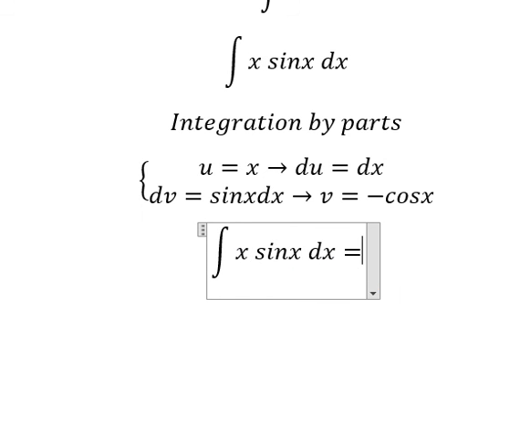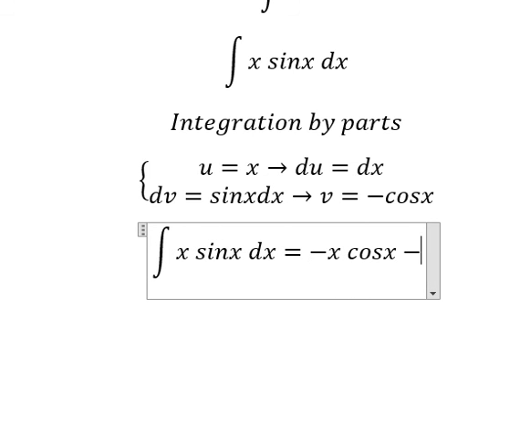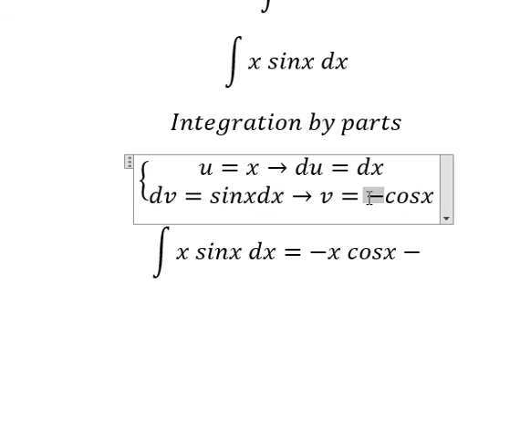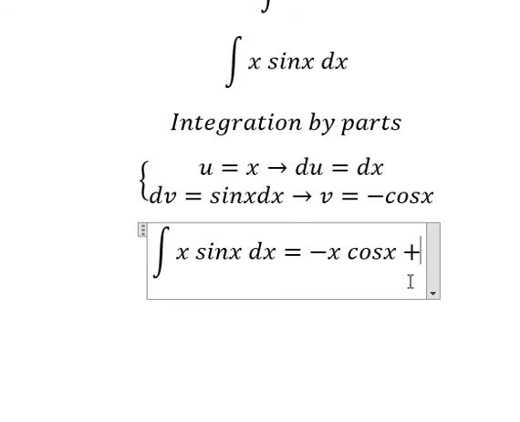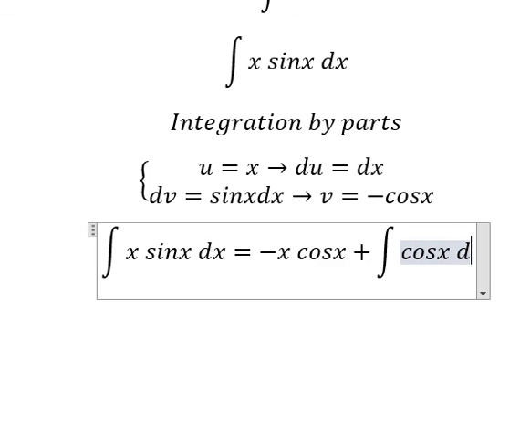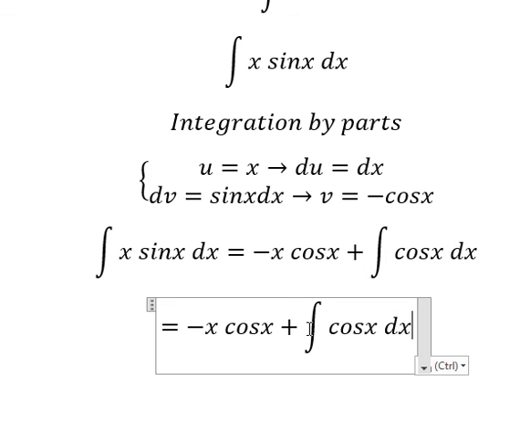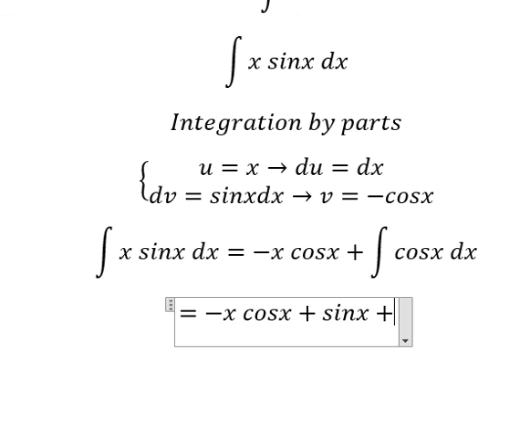So we have u multiplied by v, and you get negative s cosine s minus. We have the u multiplied by v, but we have the negative sign in here. Negative with negative, you get positive. And we have the integration of cosine s ds. The integration of this one, you get sine s, and we put c.